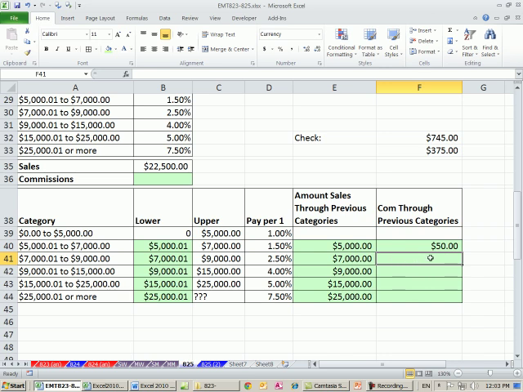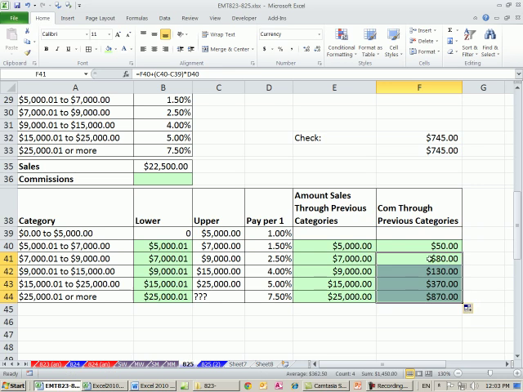Well, to start the formula, I know I need that commissions I just calculated plus any new commissions. And I'm going to get that by taking not the whole 7,000, but the 7,000 minus the 5,000. So the upper from this one minus the upper from that one. And that'll give us 2,000 for this category times that 1.5%. Now, those are all relative cell references that will work all the way down. So when I go down to the next one, it'll be 9,000 minus 7,000. And then we can copy down.